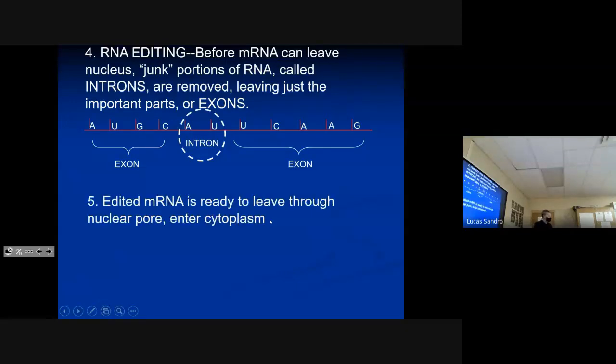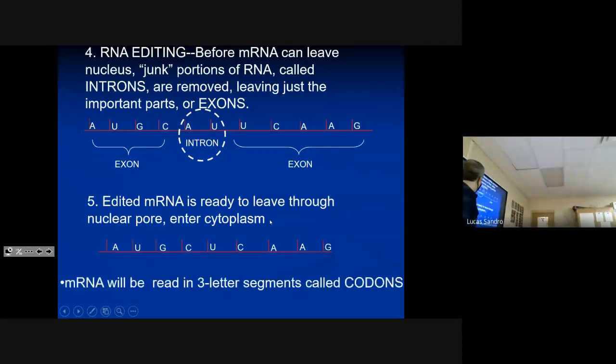And some of you are going to ask, I know, well, how do you tell which things are going to come out and which things are the introns and which things are the exons? You can't. But your cell knows, right? So, we'll always tell you whether this is the finished RNA or whether it's unedited. But once it's edited, it then gets read in 3-letter segments called codons.